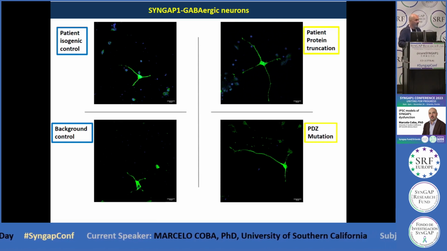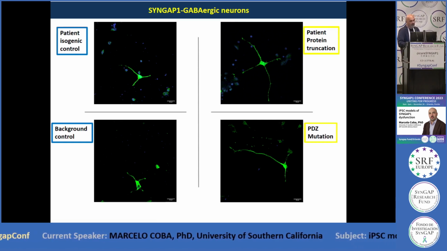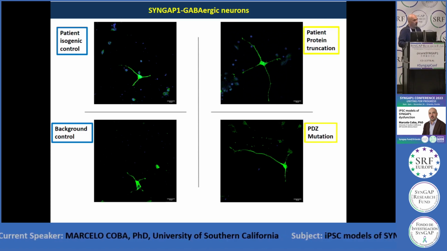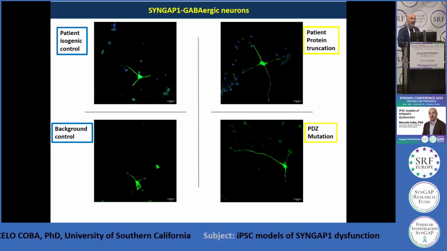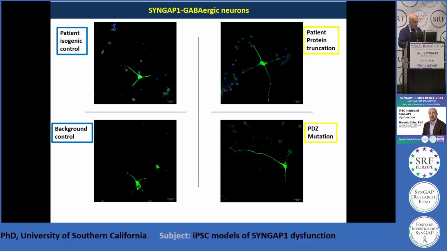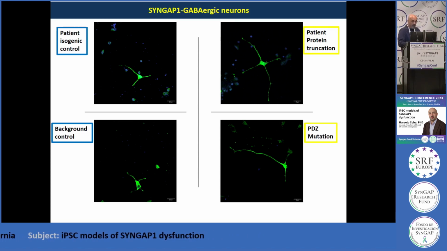You don't even need to do this. These are neurons with green fluorescent proteins, so you can look just at the microscope and you just see the difference. At the bottom panel, you see the PDZ mutation. We mutated just 2 amino acids at the PDZ, at the C terminus of SYNGAP. This is the same mutation that has been done in the mouse model. So this SYNGAP cannot bind to PDZ proteins, and with just that, it has the same phenotype as having a truncation in the protein or not having it. So the PDZ is also pretty important.